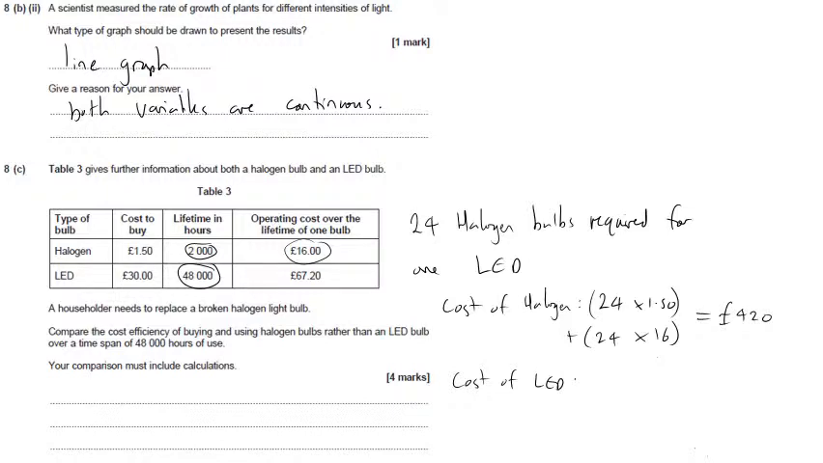The same calculations for LEDs is, well, we only need to buy one LED, which is £30, plus the operating cost of the LED, which is £67.20, means a total cost of £97.20 for running the LED bulb. And so the statement that the LED overall cost is cheaper, and including those calculations and the actual costs, would get all the marks for that question.